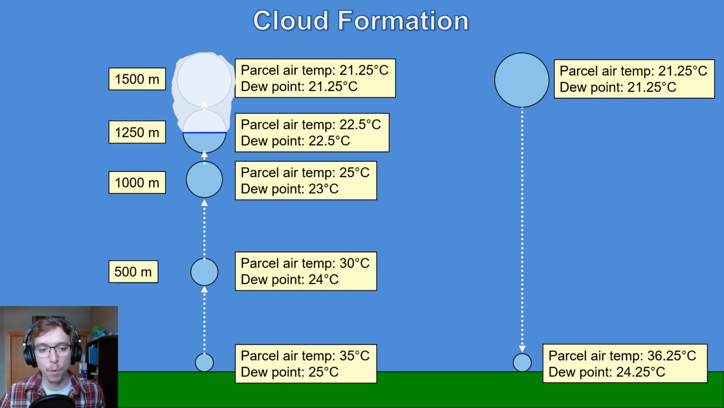You can do the same thing for the dew point, because that is warming at 0.2 degrees Celsius for every 100 meters. So that would give you 24.25 degrees Celsius. Notice they're slightly different. We're slightly warmer and the dew point is slightly colder. So here we're drier. The air parcel is drier at this point than it was when we started our journey.